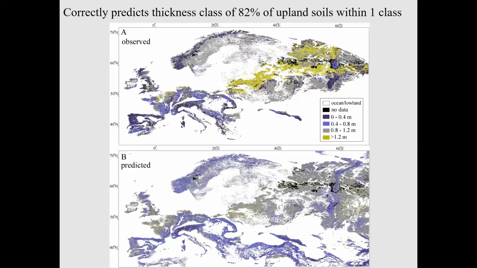So the observed data for Europe is on top, and this is data that is in a classified form, 0 to 40 centimeters, 40 to 80 centimeters. That's how that data is collected in Europe and how it's aggregated. Below is a prediction, using the same color scheme, for what the soils should look like. In this particular analysis, the soil thickness across Europe was predicted within a single thickness class in 82% of the time. So this is just an initial attempt to come up with a spatially variable representation of soil thickness.